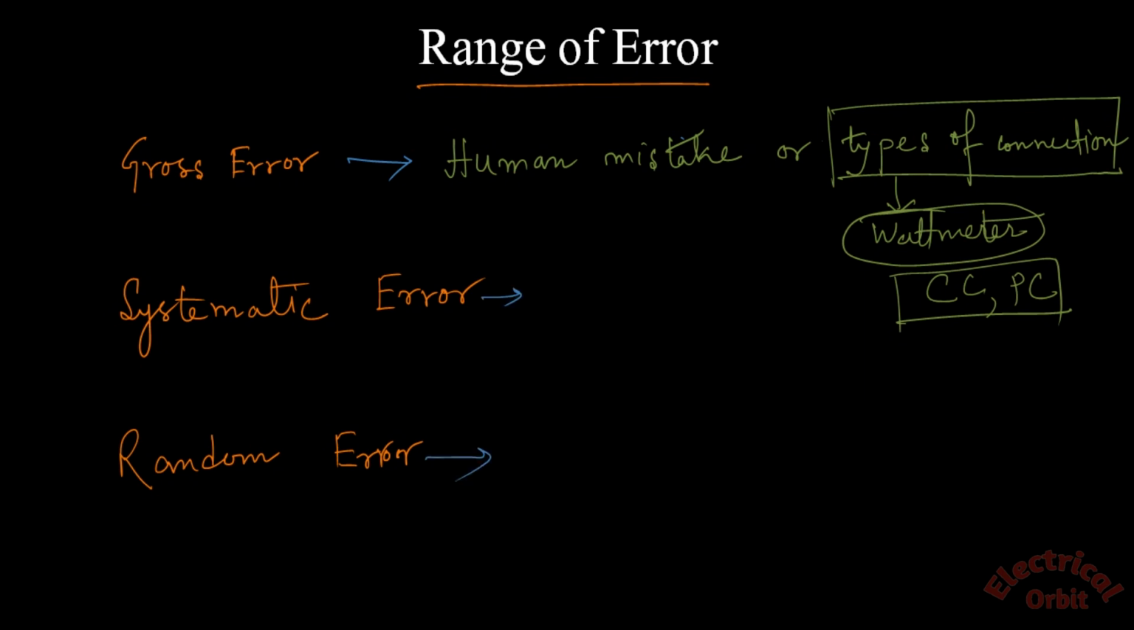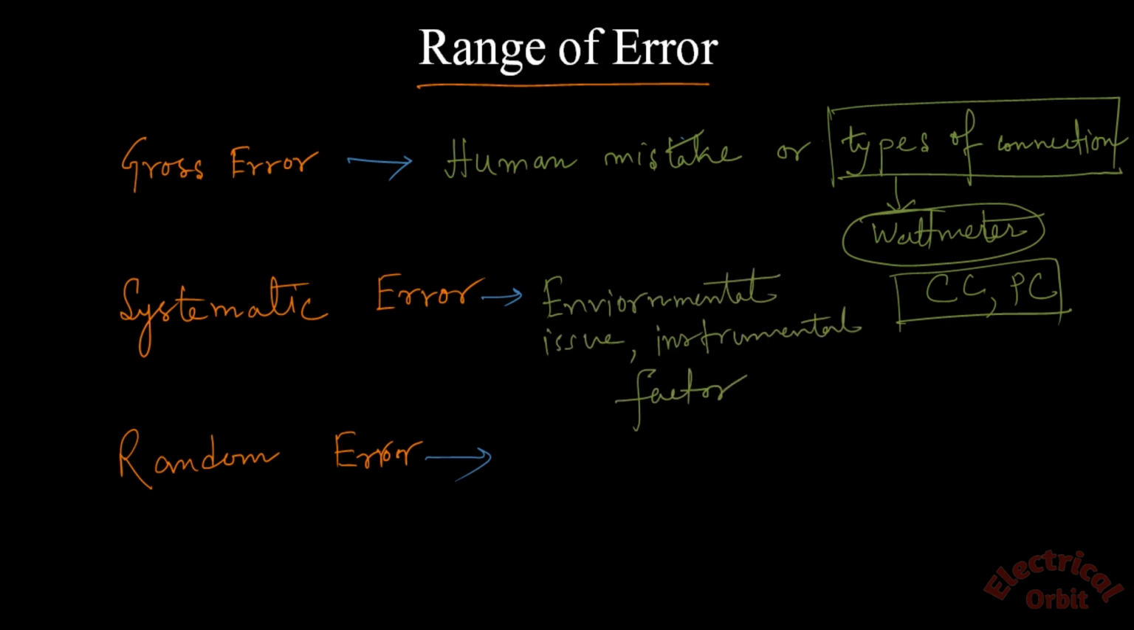Systematic error is due to environmental issues or instrumental factors. That means if the instrument is not properly calibrated, then at different temperatures or different environments it will operate differently, and sometimes inside the instrument, due to aging or any other factor, it doesn't work properly. So there may be a systematic error. And random error means there is randomness, that means there is no other proper source of these errors.